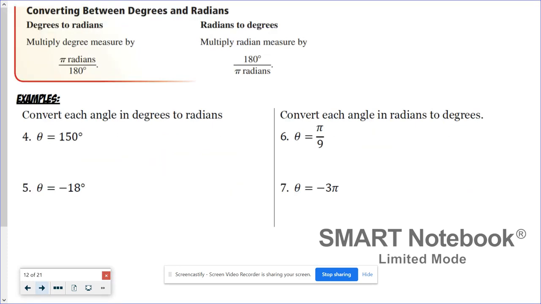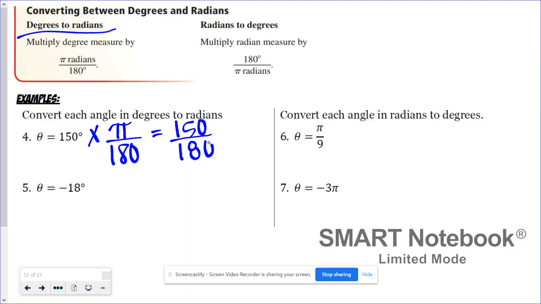In problems 4 and 5, we want to convert each angle in degrees to radians. To go from degrees to radians, we need to multiply by pi radians over 180. So I can go pi over 180, and what I get is 150 over 180 times pi. Then I can use a calculator to simplify the 150 over 180 fraction, or I can use my simplifying fraction skills. 150 over 180 is going to be 5 over 6. So we're looking at 5 pi over 6 radians.